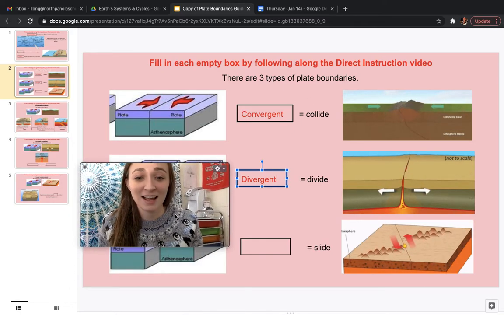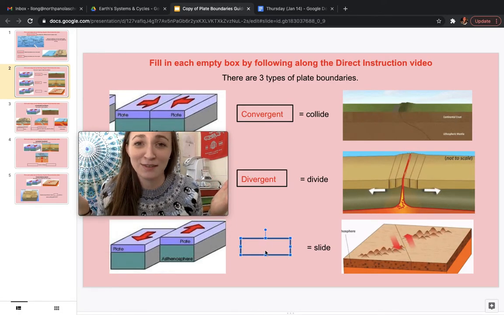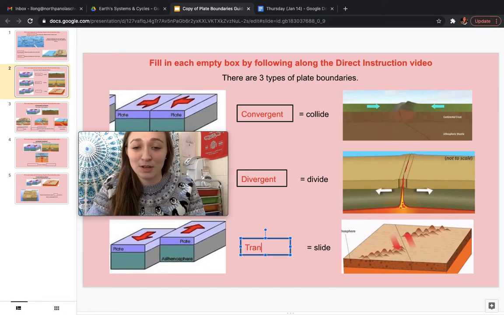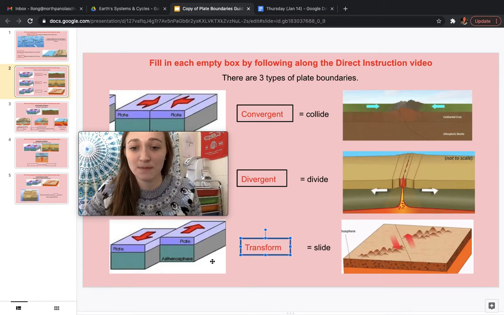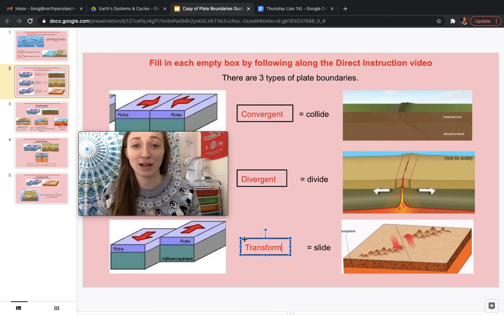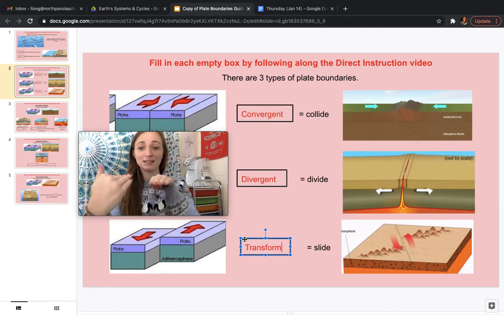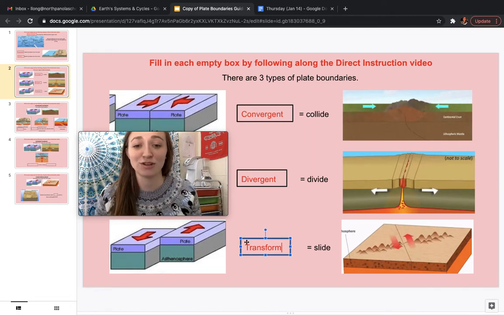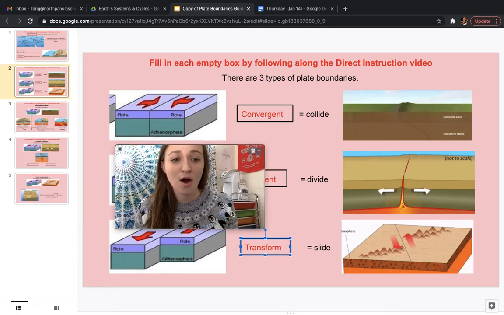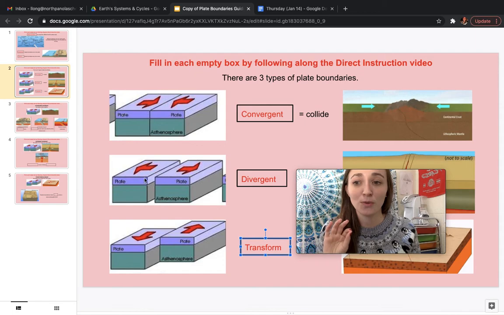The last kind, the word we use doesn't really start with what this word starts with. If you can think of something, let me know. But the last type is the transform boundary. When you see two arrows sliding past each other, think transform because they're sliding past. They're not coming together, they're not dividing, they're literally sliding past each other. So you always want to look at those arrows because they're totally going to tell you what type of boundary is happening.